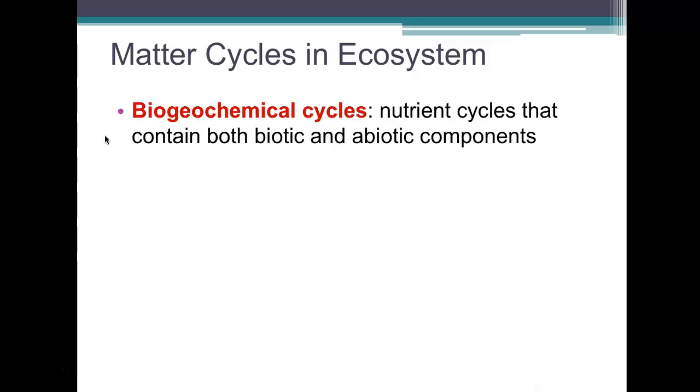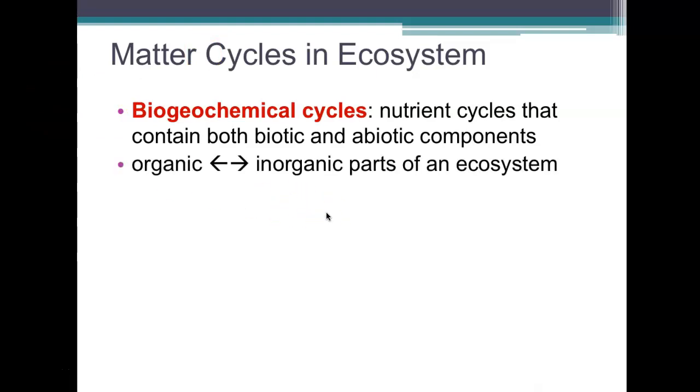We're going to switch gears now and talk about the biogeochemical cycle. Now, this is an actual cycle, not a flow, because nutrients can be recycled. So the biogeochemical cycles are the nutrient cycles that contain both biotic and abiotic components. We're going to focus on 4 different cycles: water, carbon, nitrogen, and phosphorus. You don't have to write that down, but on 380 and 381, those are the cycles that we're going to talk about.